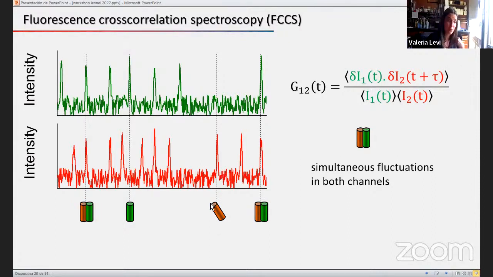How do you extract information regarding this simultaneous fluctuation? Well, by analyzing the cross-correlation function, which is defined very similarly, as you can see, to the autocorrelation function, but you correlate the intensity trace in the green channel with that in the red channel. And this will be higher than 0 whenever you have these simultaneous fluctuations in both channels.